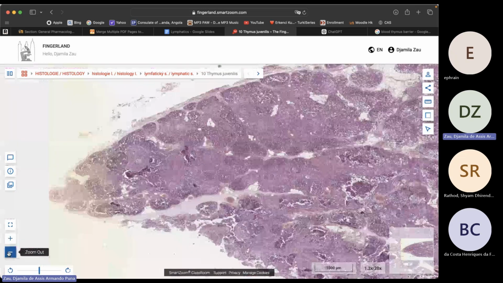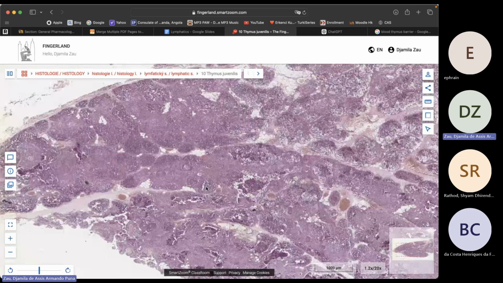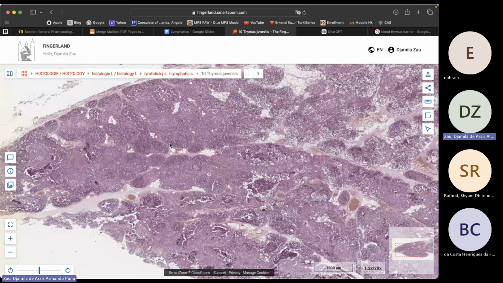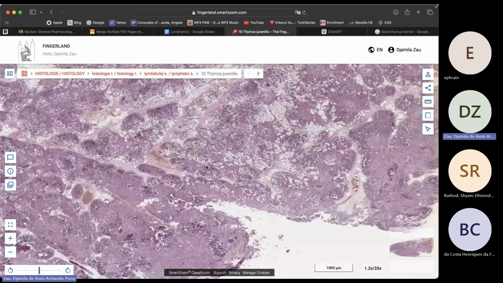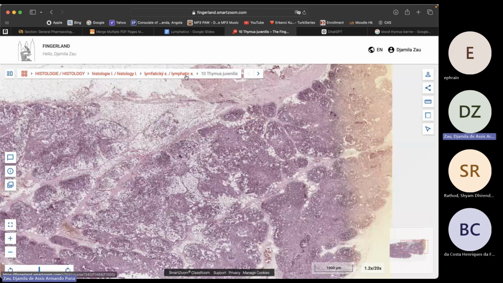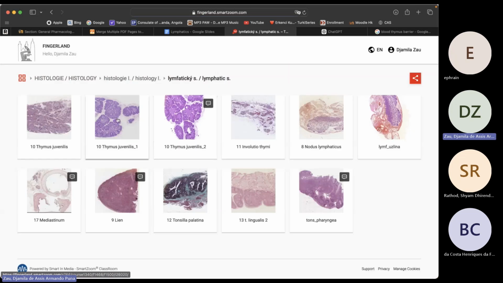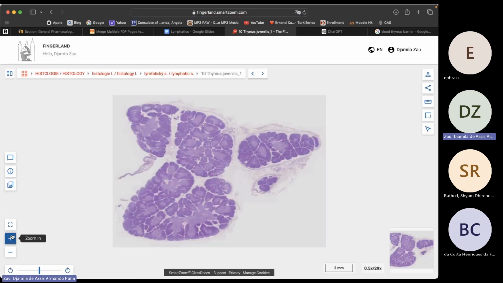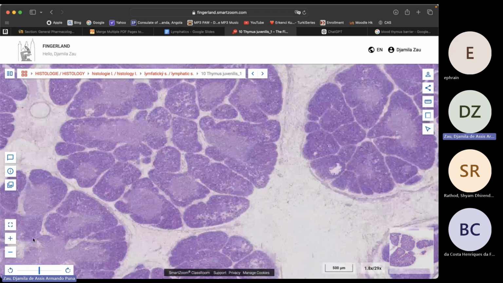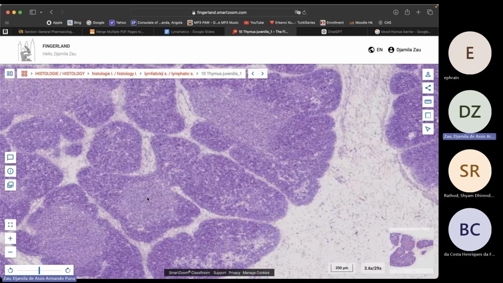And this is the thymus. It's very simple. You're going to see the Hassall's corpuscles. You're going to see dark and light areas, and you know you're looking at the thymus. This is again the thymus, and you can see here better the cortex and the medulla.